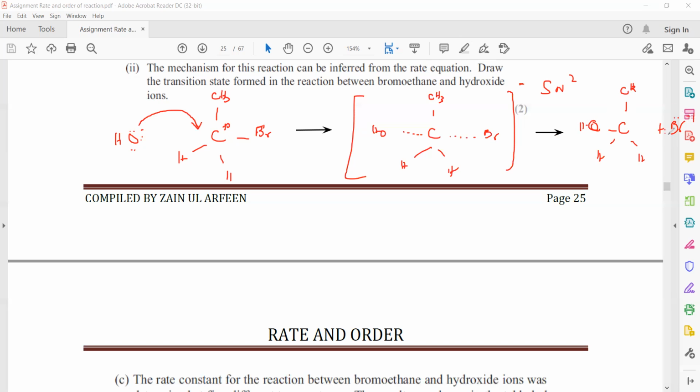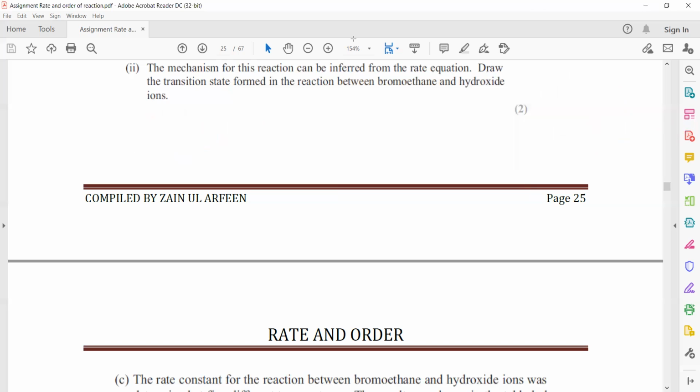Yes, sir. So this is the mechanism for this. But we don't have to draw it in full. They mention to draw the transition state, so we have to draw only this part. But as a revision, I mentioned the whole mechanism so that you can recall the idea for the SN2 reaction. But you don't have to show all, you just have to show the transition state.